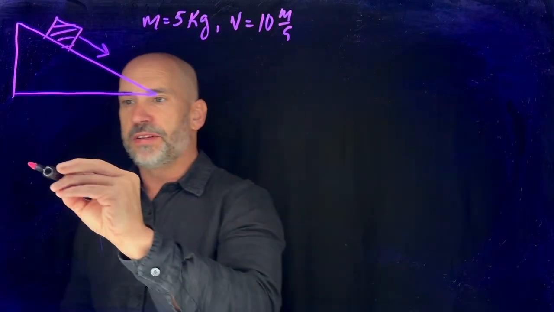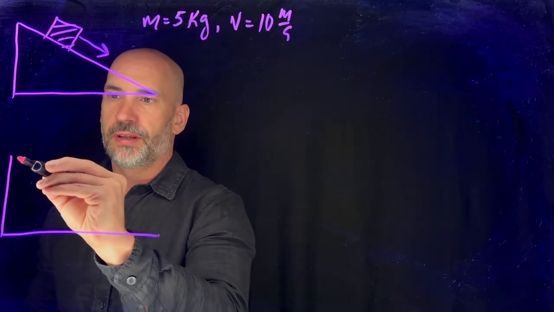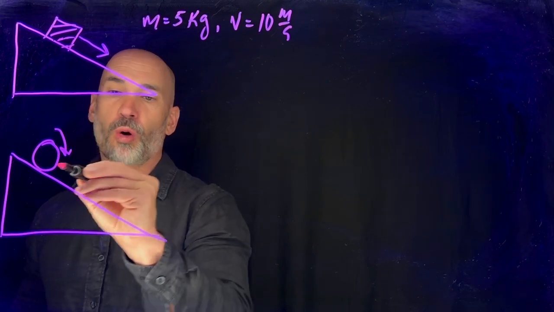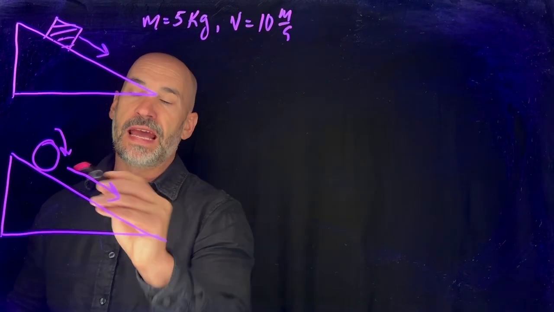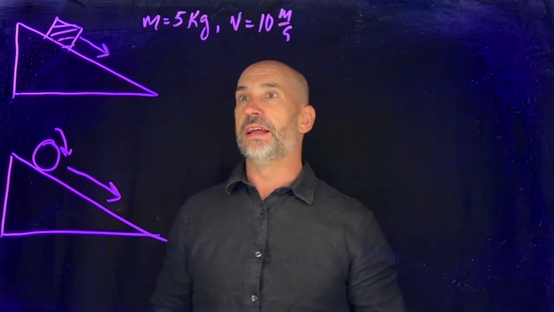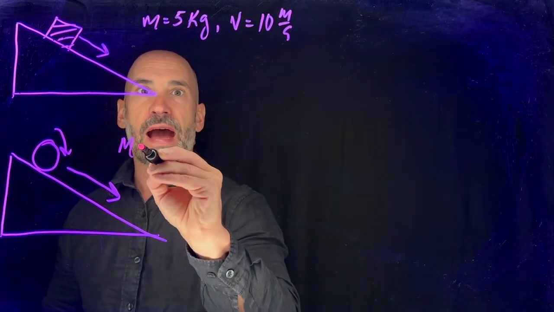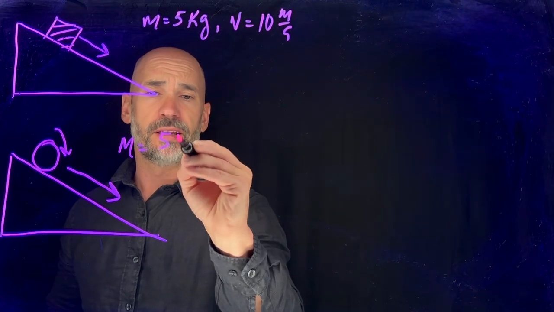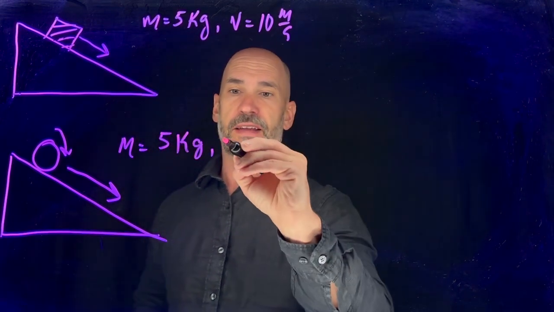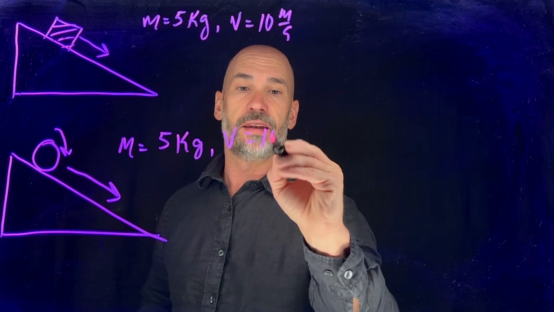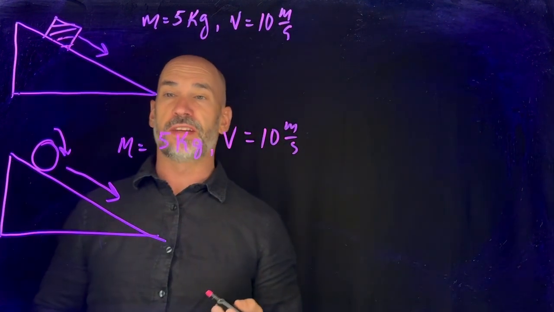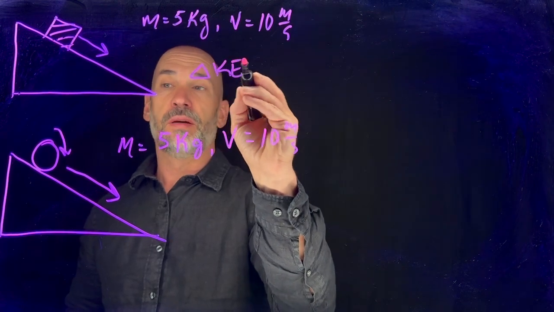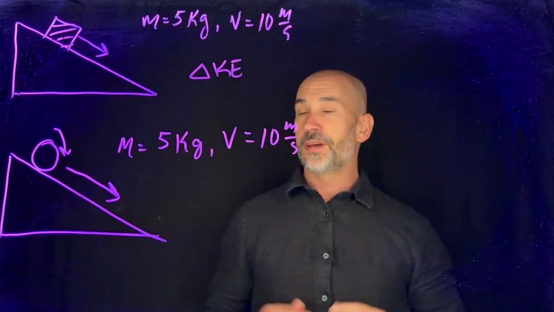Okay? And I'm going to take an almost equivalent situation, same exact incline, where I have a ball, but instead it's rolling down, right? So it's translating and it's rolling at the same time. All right. Same exact scenario. The mass of this ball or sphere, we'll call it a bowling ball, is 5 kilograms, and the velocity is 10 meters per second. And the question is, what is the difference in kinetic energy between these two situations? All right, it's an interesting question.